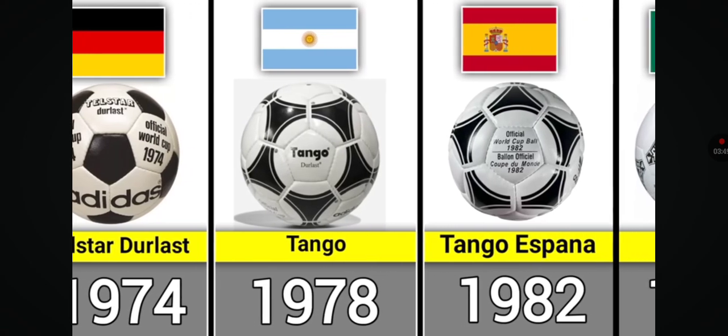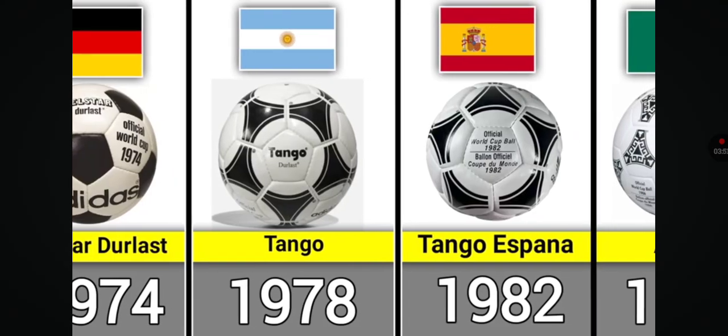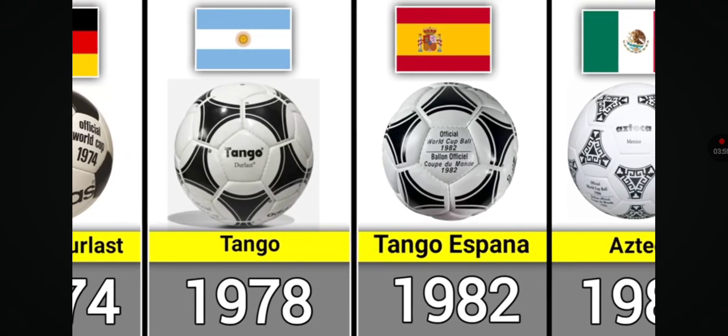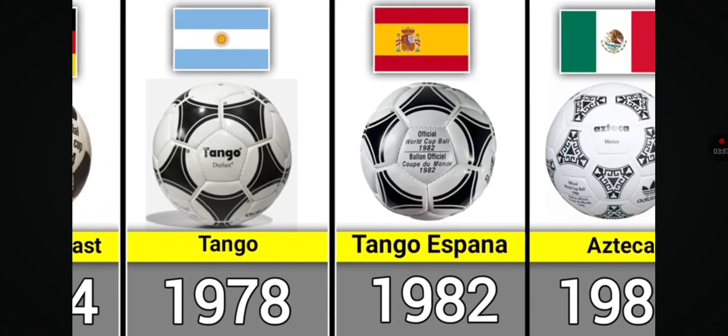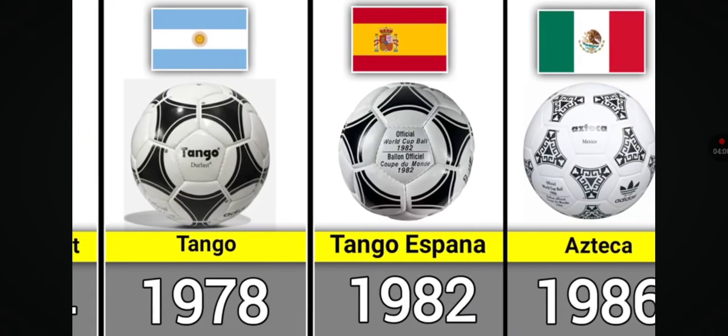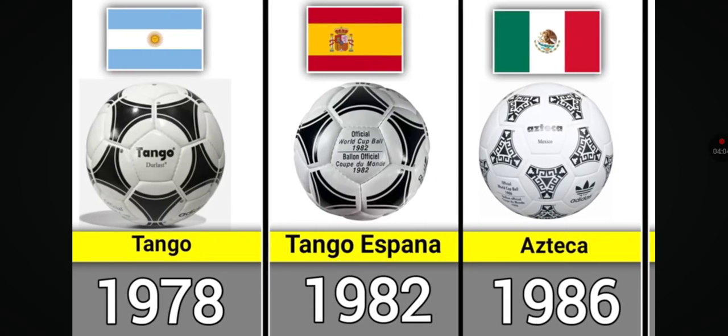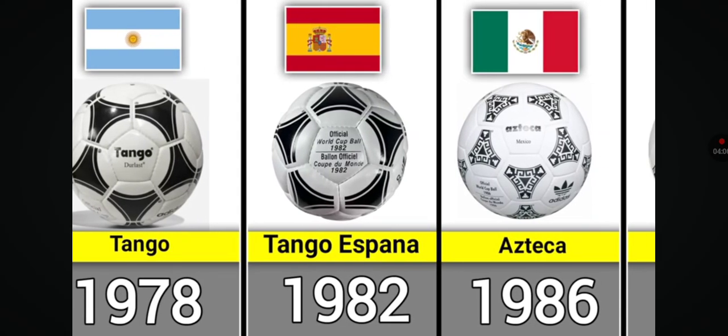1982, Tango España. The Tango España improved waterproofing and consistency during matches. It was designed to perform better in different weather conditions. This era showed how technology was slowly entering football design. Every improvement made the game more predictable and professional.